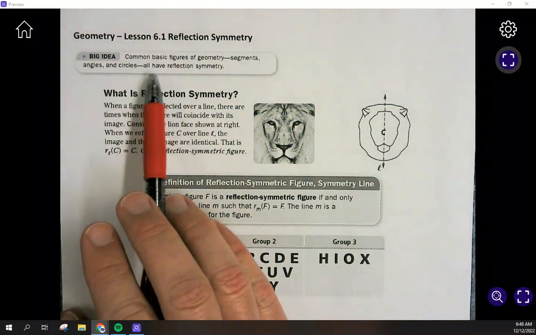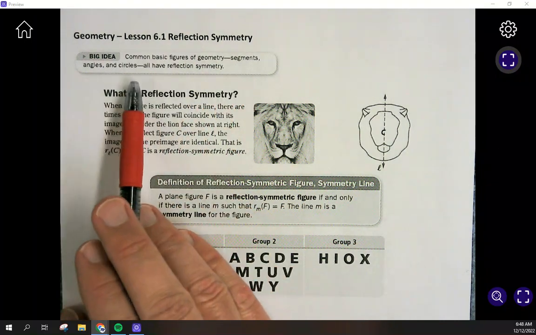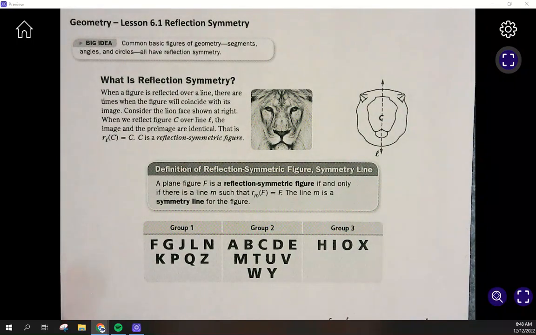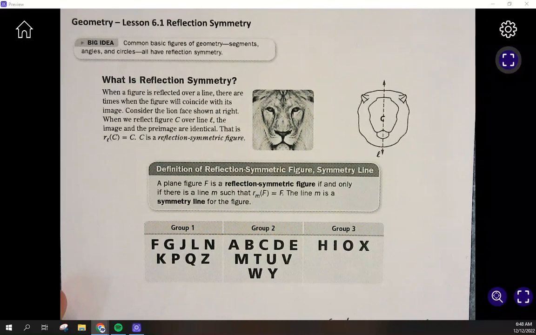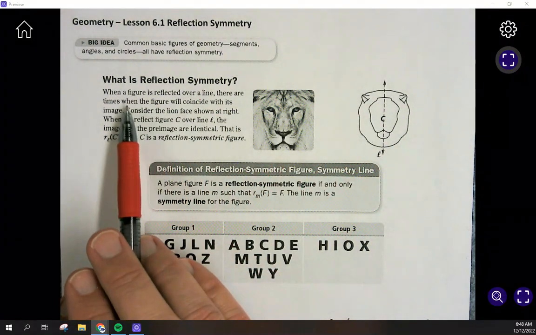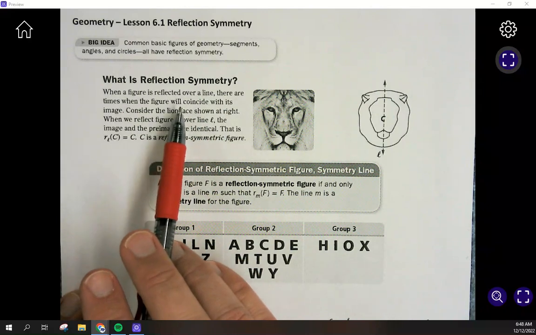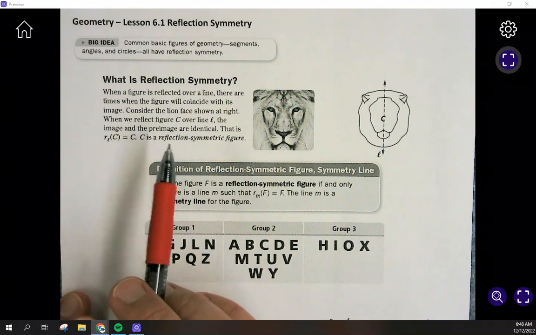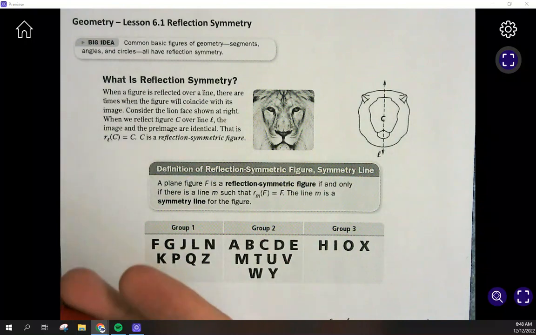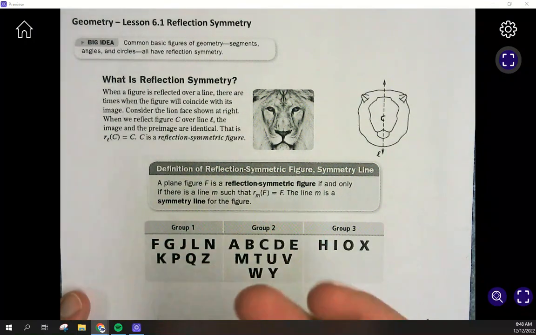So the big idea says common basic figures of geometry like segments, angles, circles, they all have reflection symmetry, and we're going to study what makes those special because they have symmetry. So I'm sure you've heard the word symmetrical before, maybe even as early as elementary school, maybe in art class or somewhere else where something is symmetric. Specific to geometry, it's similar to the way you've understood it in the past, but when a figure is reflected over a line, there are times when the figure will coincide with its image, meaning you reflect something over a line and you end up with the exact same thing you started with. So it flips, but it's still exactly the same.